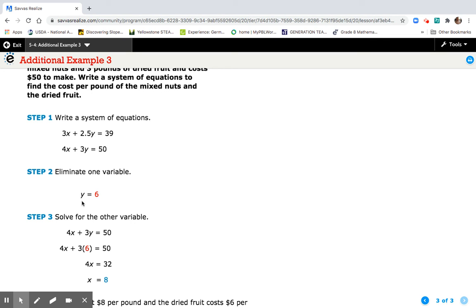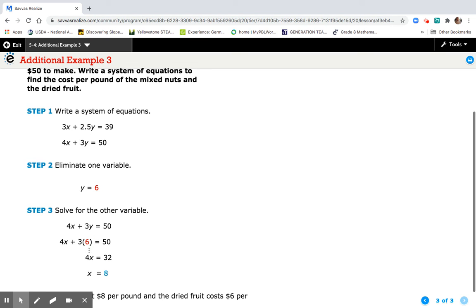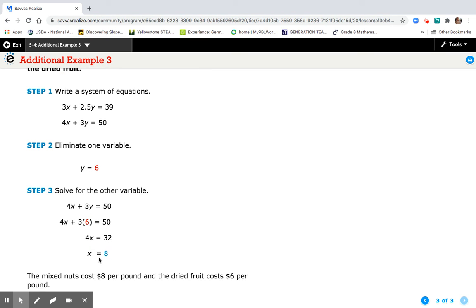And then keep in mind, if y is 6, you do have to go back to one of the original equations and plug that value in for y for us to also get the x value as well.